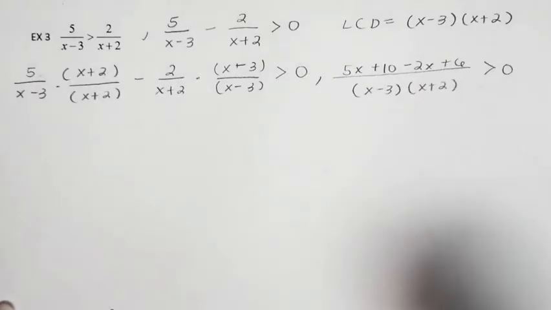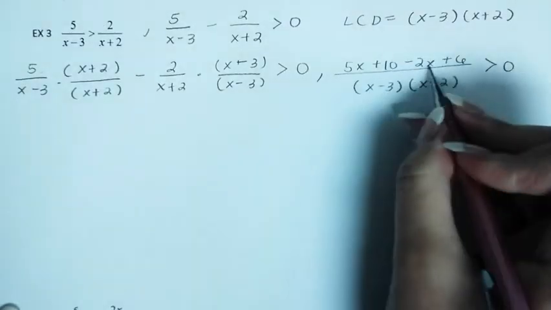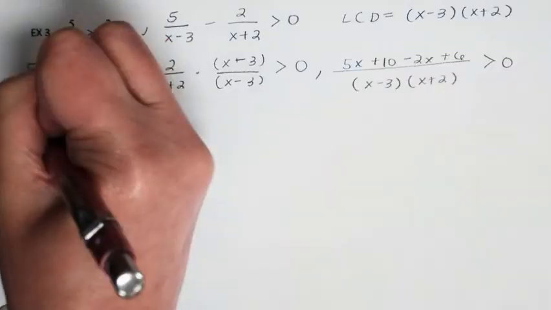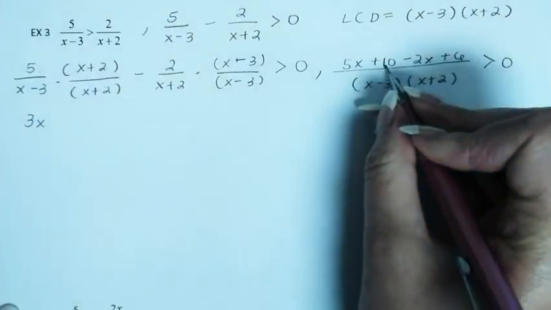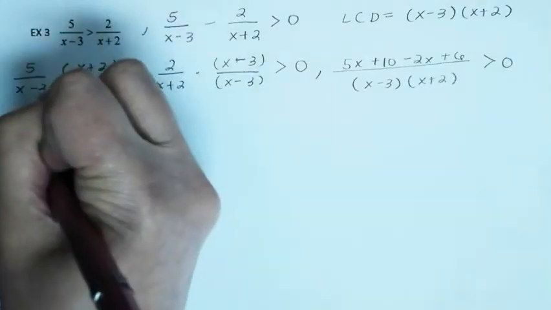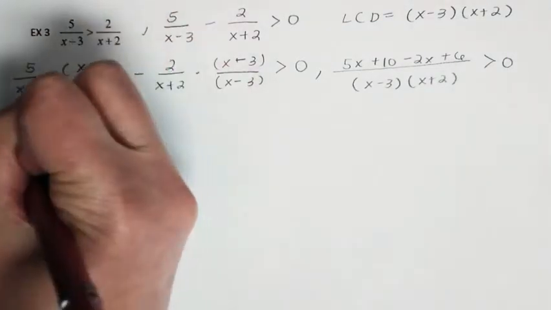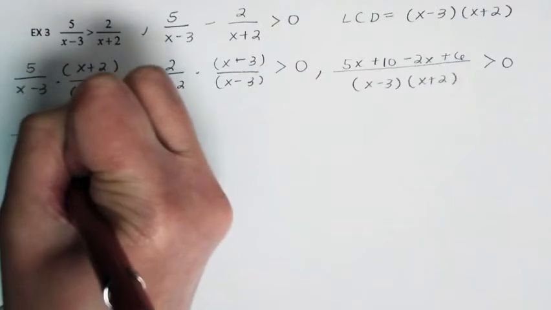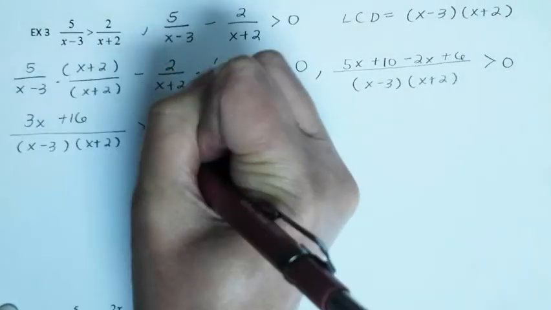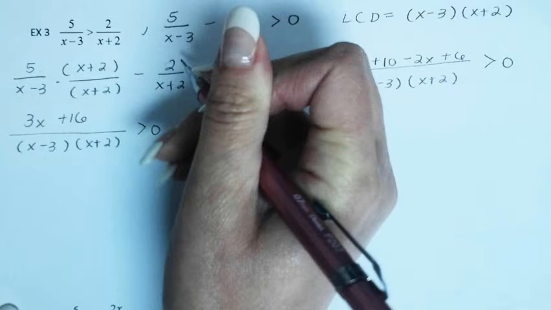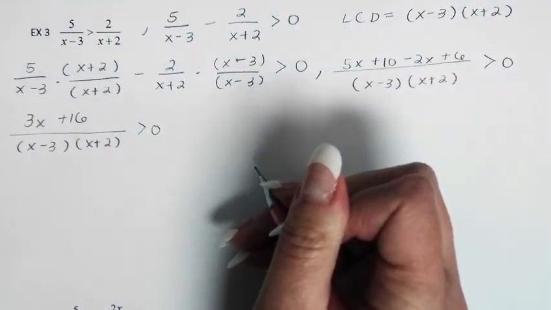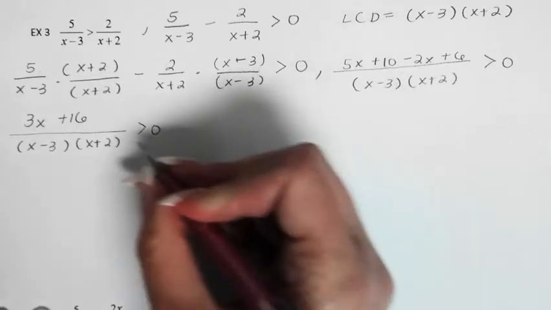Okay, after that you are going to combine like terms. In this situation, 5x minus 2x is going to be 3x, and 10 plus 6, excuse me, it's going to be a plus 16, and that's all divided by (x minus 3)(x plus 2) greater than 0. Okay, so at this point you are like, so now what? At this point you have everything as factors.